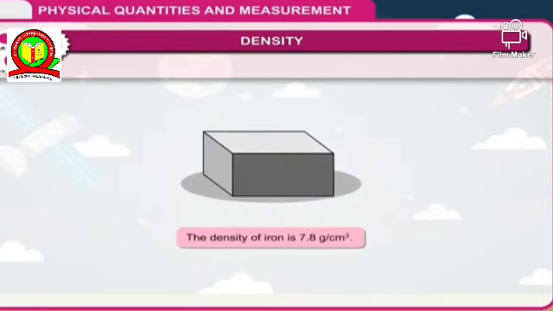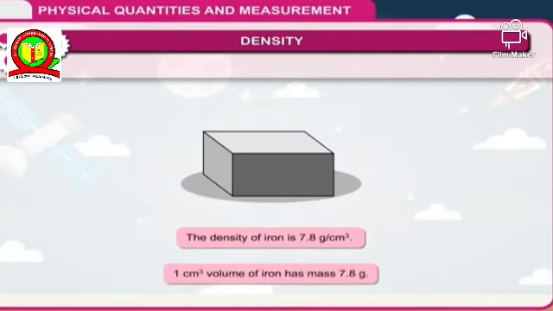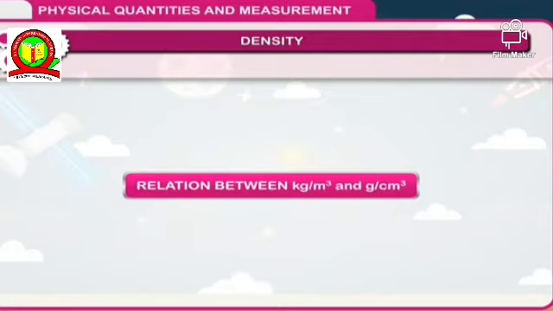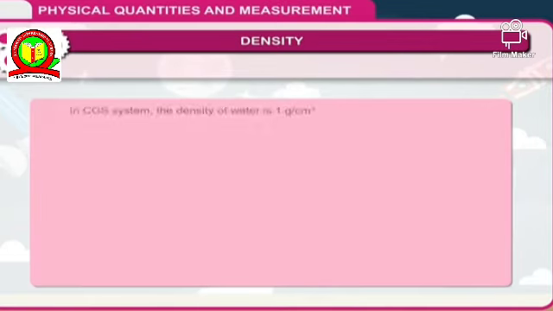The density of iron is 7.8 gram per cubic centimeter. It means that 1 centimeter cube volume of iron has a mass of 7.8 grams. Relation between kilogram per meter cube and gram per centimeter cube. In the CGS system, the density of water is 1 gram per centimeter cube.